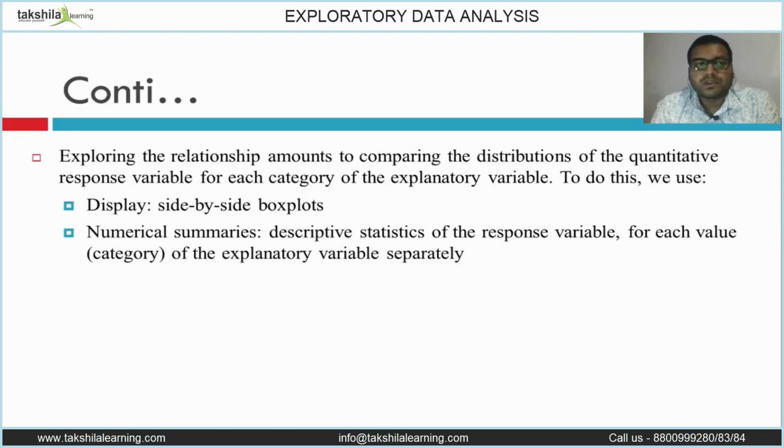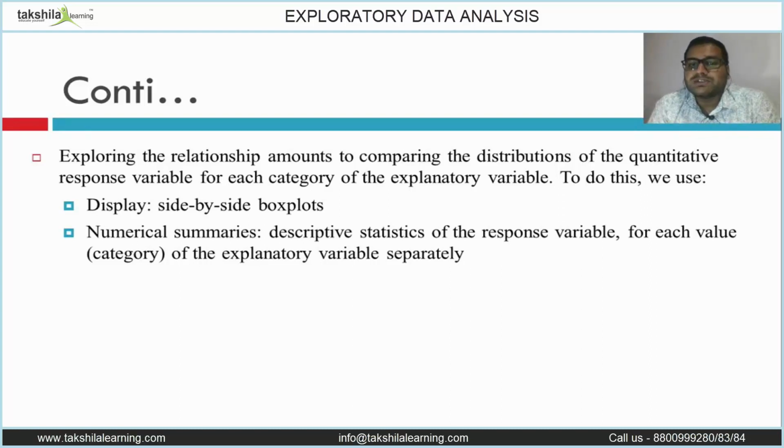Then, if we are going to explore the relationship, it amounts to comparing the distribution of the quantitative variable for each category of the explanatory variable. To do this we use the side by side box plot. Basically, if we have two categories, like male and female, and we have numerical data over them, we have to plot the side by side box plot.